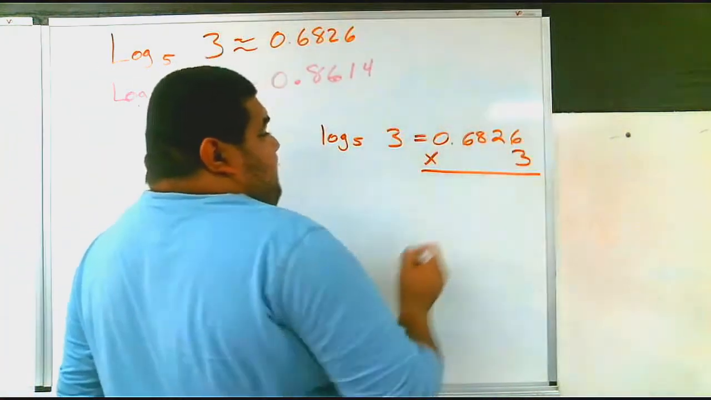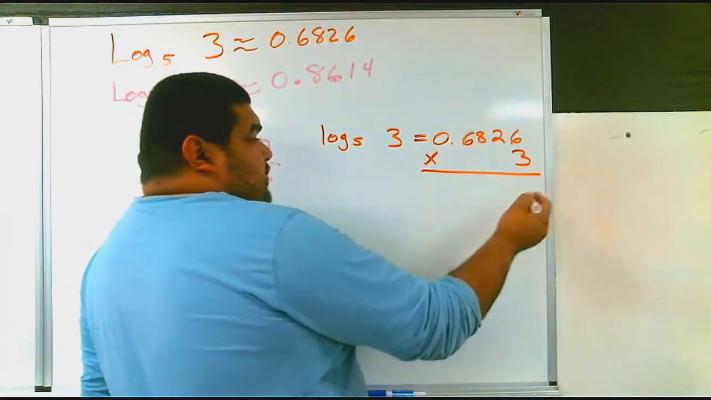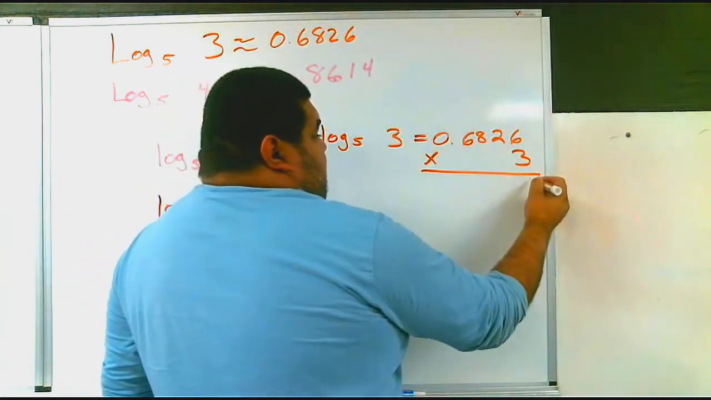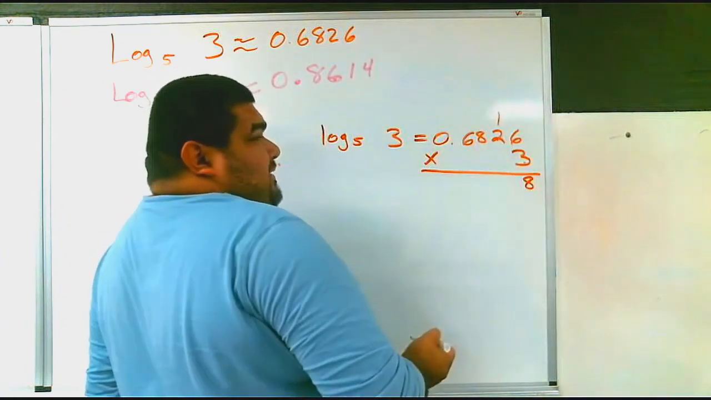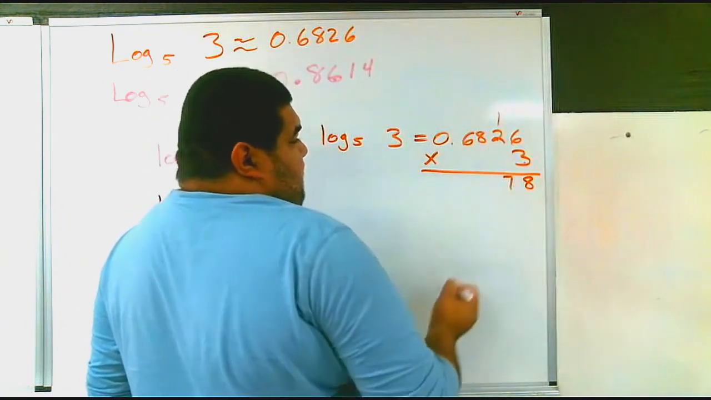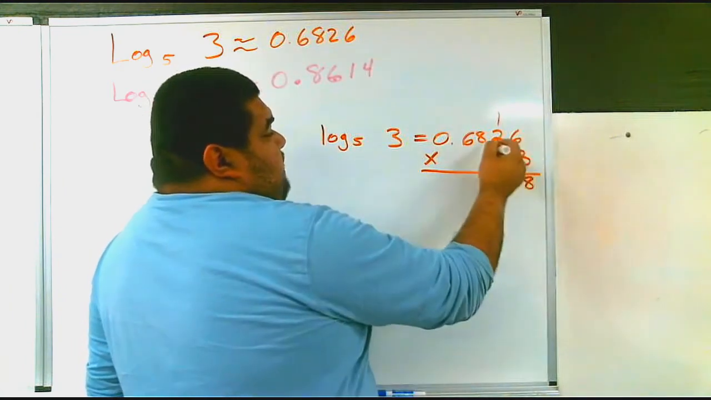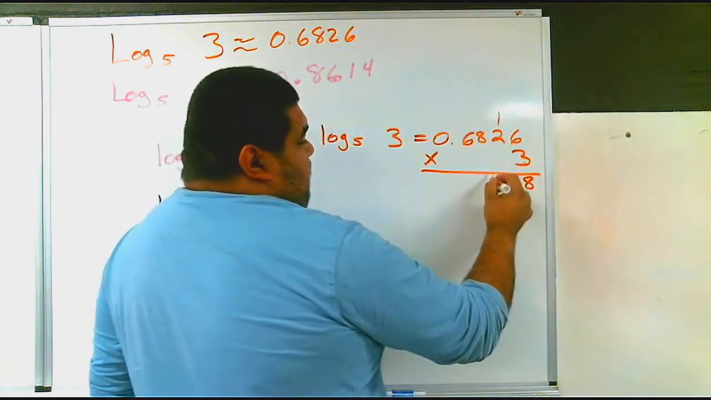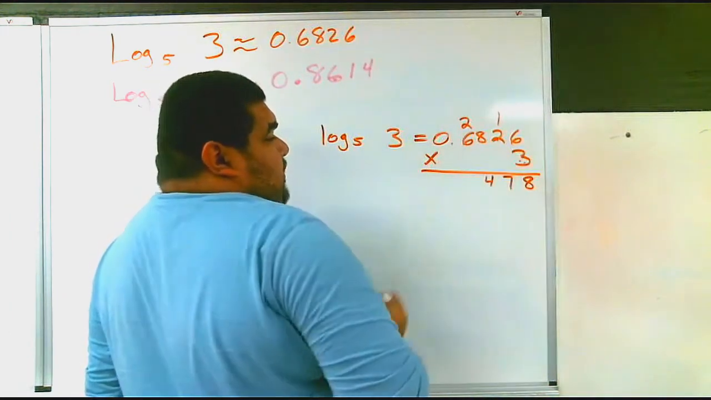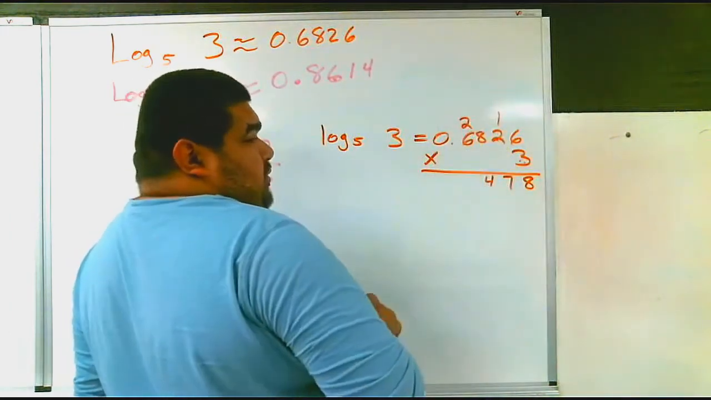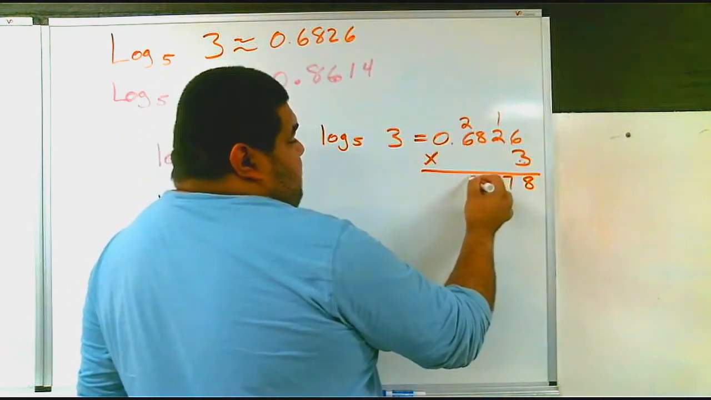So we have 6 times 8. To save time, we have 18. We have a 1. 2 times 3 is 6. Plus 1 is 7. 8 times 3 is 24. We have a 2. 6 times 3 again is 18. Plus 2. We have a 20. So we have a 0.